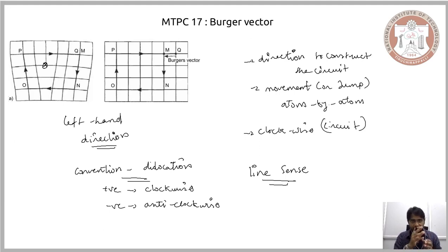Supposing you take a clockwise path for the positive edge dislocation, according to the convention, the anti-clockwise path should be taken for the negative edge dislocation. Depending on the path that you take to construct the Burgers circuit, the direction of the resulting Burgers vector would vary, and based on that, you will be able to distinguish the positive edge dislocation from the negative edge dislocation.